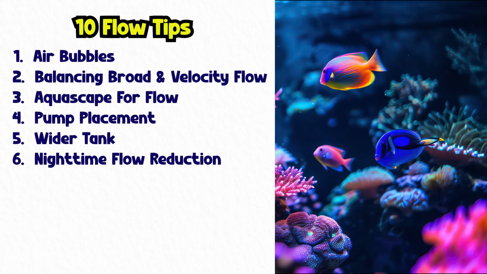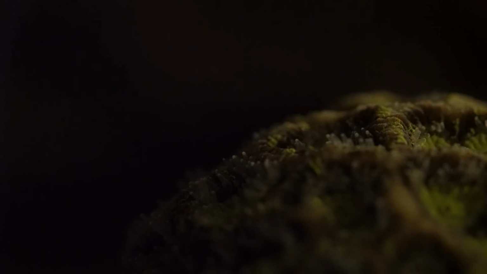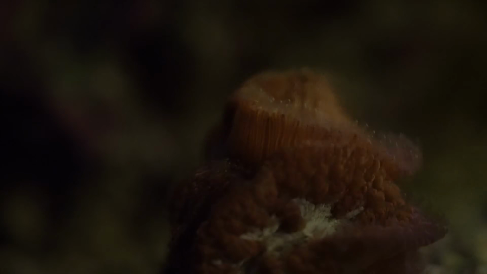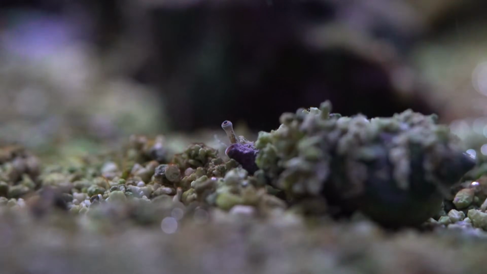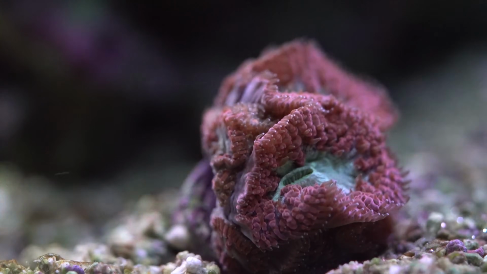6. Nighttime flow reduction. After midnight when the lights are off, I significantly reduce the pump flow. If you don't have a controllable device, I recommend using a simple timer to cut the power to a stronger pump. This way you can run it only when the lights are on, providing your tank with extra flow during the day. Many people argue that flow should remain the same at night as during the day, but I disagree for 3 reasons. First, fish need to sleep in peace.